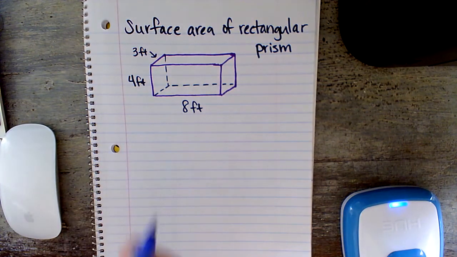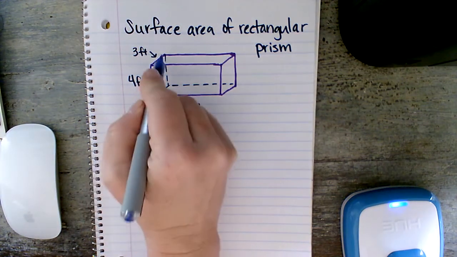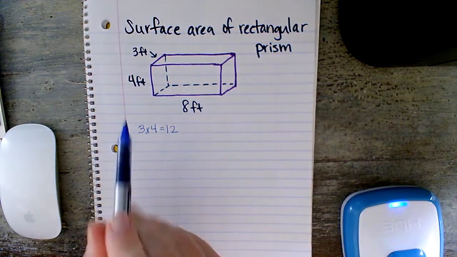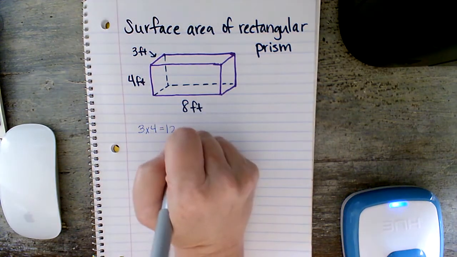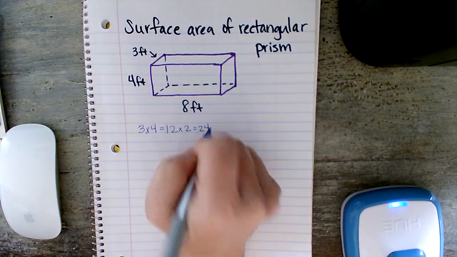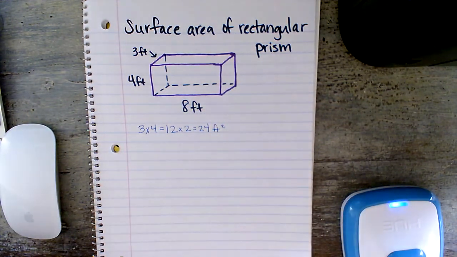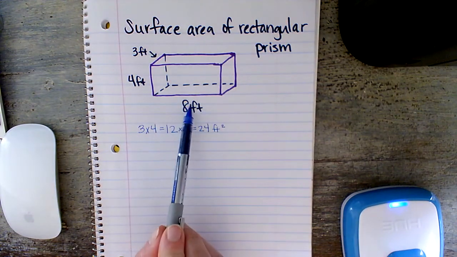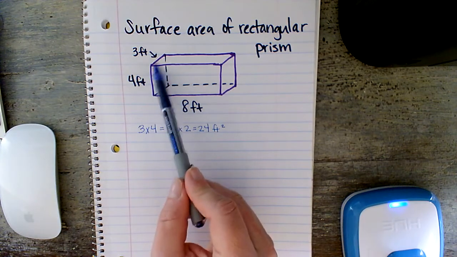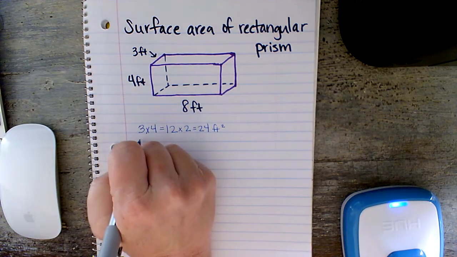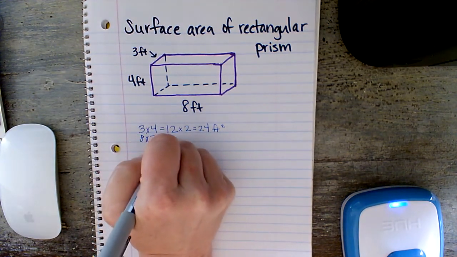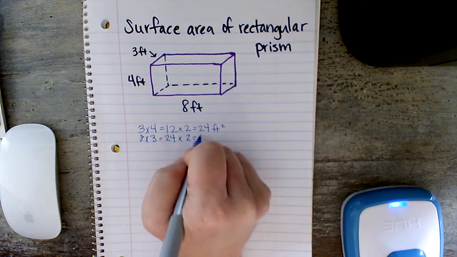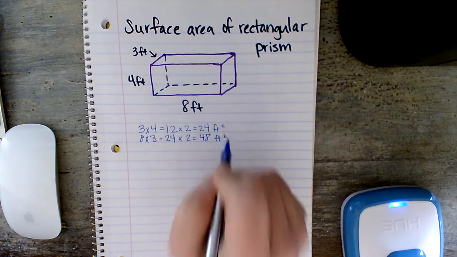To find the area of this little side, 3 times 4 is 12. And I have 2 of these sides, right? 1, 2. So I multiply 12 times 2 and I get 24, and that's 24 feet squared. Now for the bottom and the top, that's 8 feet, and I know this is 3 feet because I know this is 3 feet. So 8 times 3 equals 24. I have a top and a bottom, and they're the same, so I multiply by 2 and I get 48 feet squared.